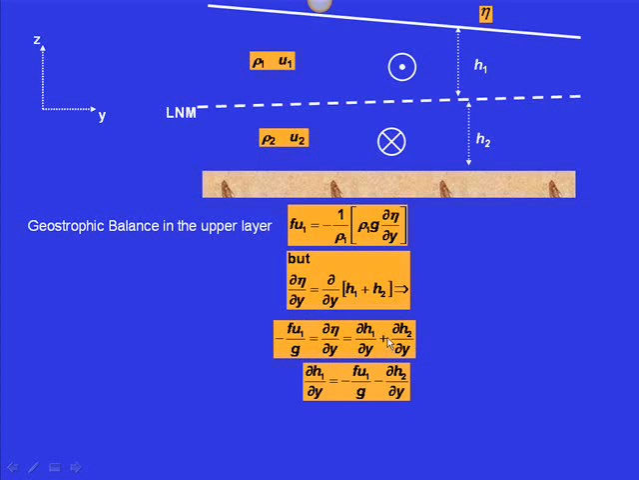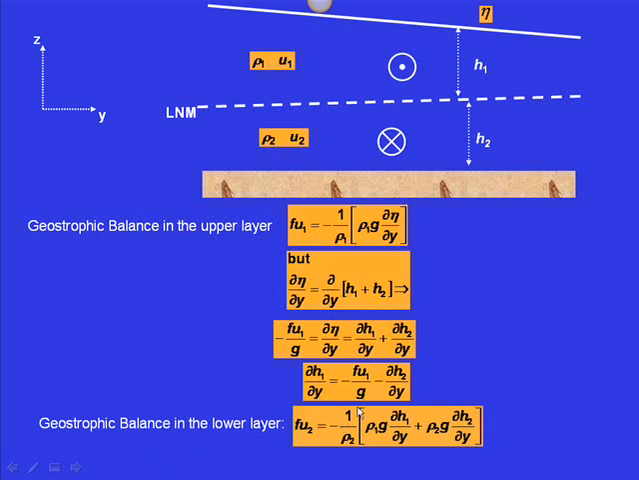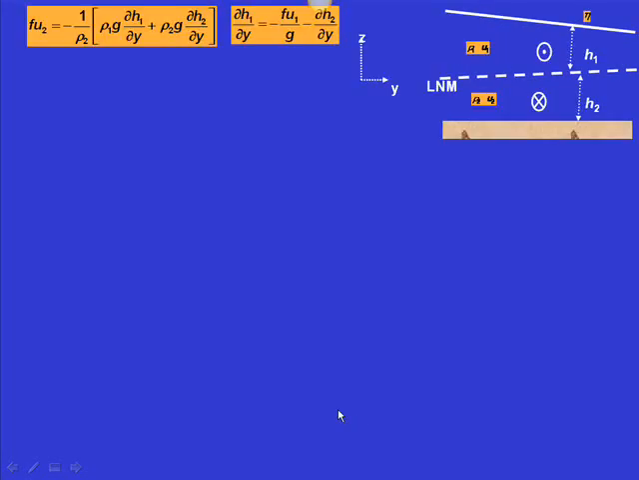Again, this is the geostrophic balance in the upper layer, and we can rearrange it in terms of dH1 over dy. We just solve for dH1 over dy, and we have this one plus that one. In the lower layer, we had expressed the geostrophic balance like that. This is the geostrophic balance in the upper layer, and this is the geostrophic balance in the lower layer. Let's write them up again. So we're okay, right, that this term is the geostrophic balance in the lower layer, and this is the geostrophic balance in the upper layer.